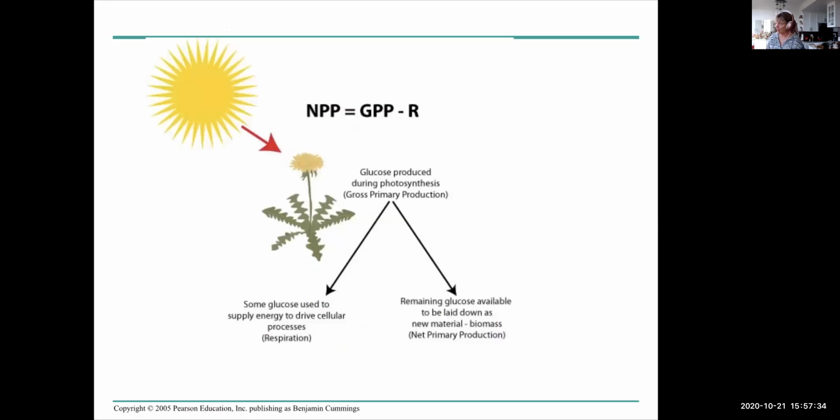So net primary productivity is equal to gross primary productivity minus R. So glucose produced during photosynthesis is gross primary production. Some is used to drive cellular processes, respiration. Some is available for new biomass. It's only the new biomass that is the net primary production. So this is a simplified equation to show what net primary productivity is.